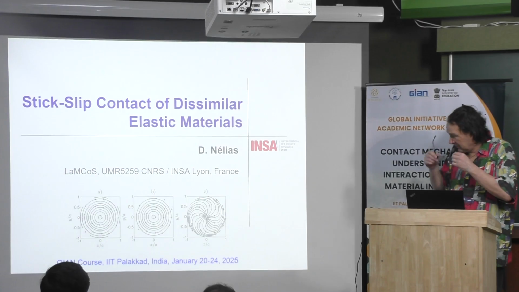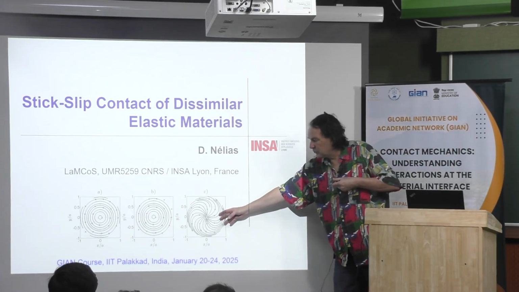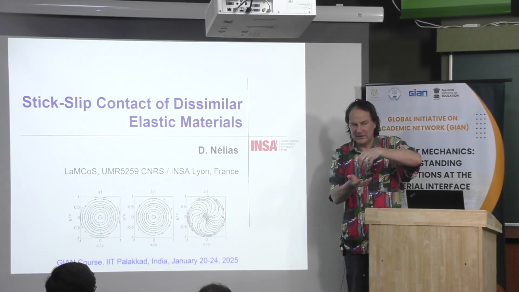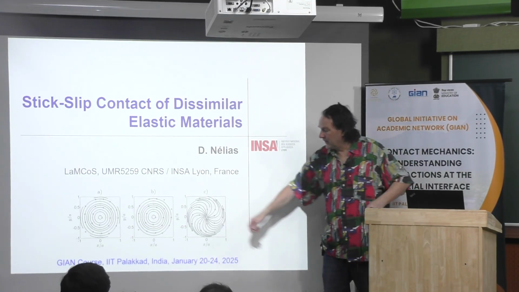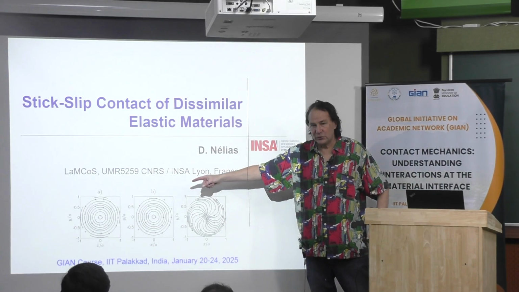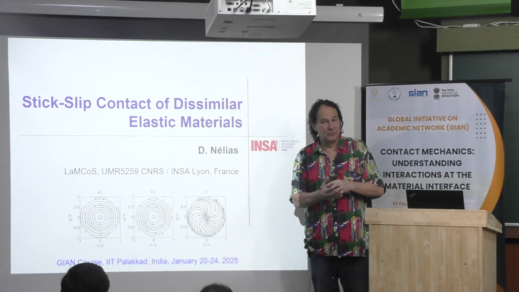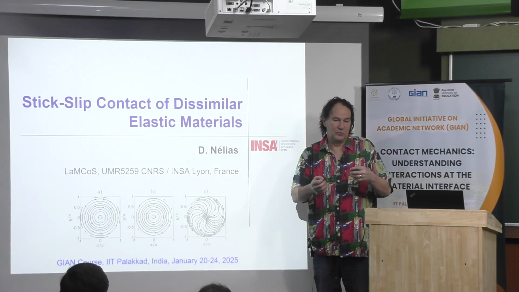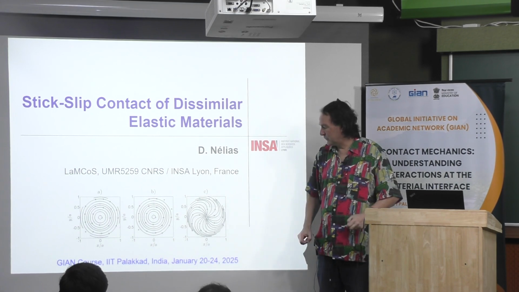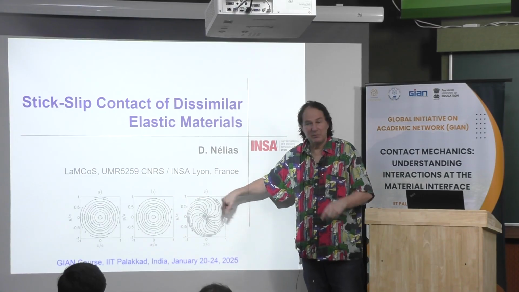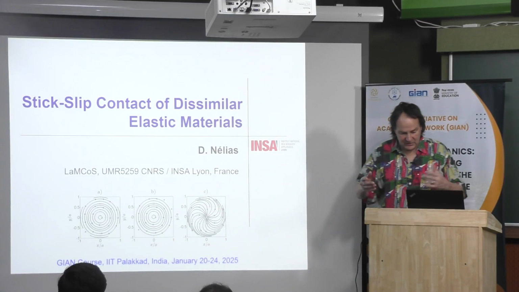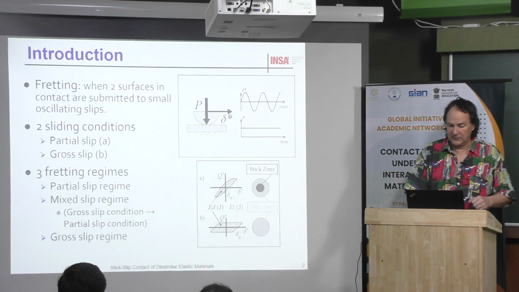Okay, then this corresponds to the contact between a sphere and a flat surface when you have some torsion. On the left you have the solution when you have the same materials, two steel balls, and here when you have two different materials. Typically, this is the type of figure you can get.